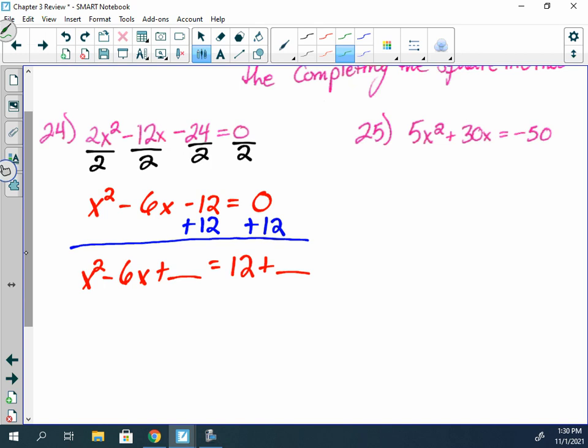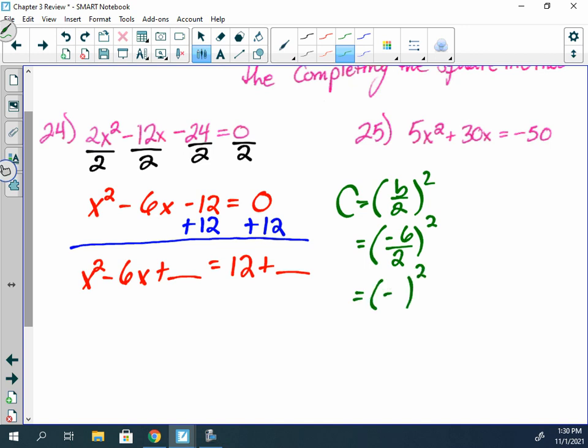Now at this point here, we need to find the value of c, which is equal to b over 2 squared. Well, here the value of b is negative 6 over 2. Well, negative 6 divided by 2 is negative 3. And negative 3 squared is 9.